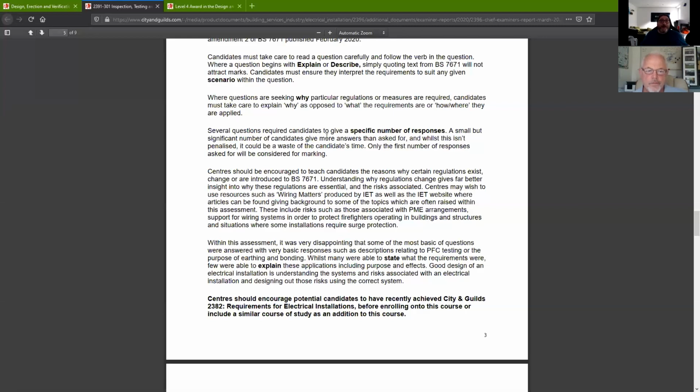Several questions require candidates to give a specific number of responses. A small but significant number of candidates give more answers than asked for. That's a very good sign to the marker that the candidate doesn't quite know specifically what's being asked, and they're just throwing noise on the paper. In some papers it's like, okay, let's find the mark, he's mentioned so much, let's give him the marks for this bit and this bit. With this exam, you can't just throw noise on the paper and assume the person marking is going to give you the marks because you've mentioned it somewhere. It's got to be specific.